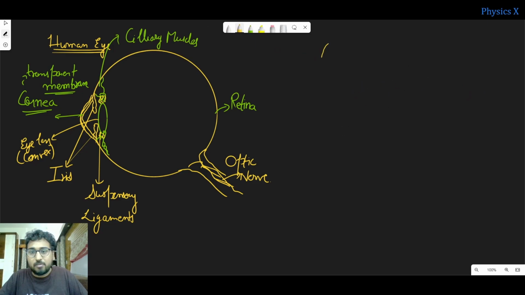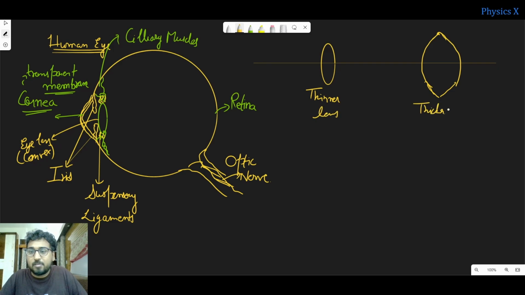Suppose there is a convex lens. This is your convex lens, and this is also a convex lens. Let me draw it more properly. Now let me mark the principal axis. Since this is a thinner lens, and this is a thicker one.